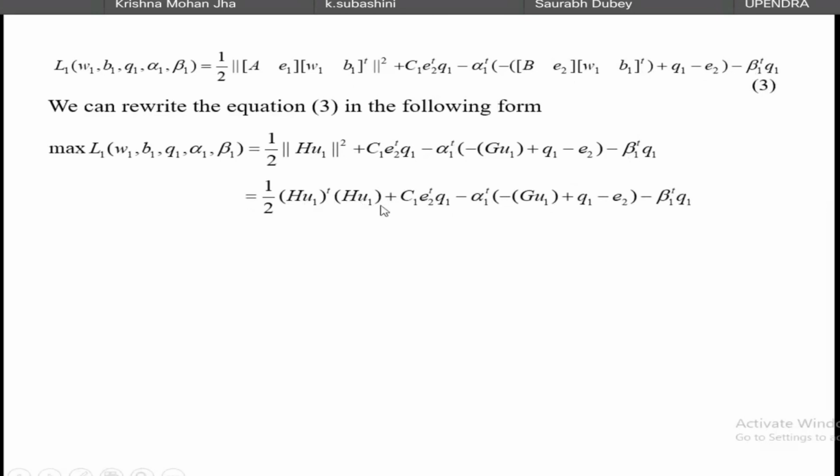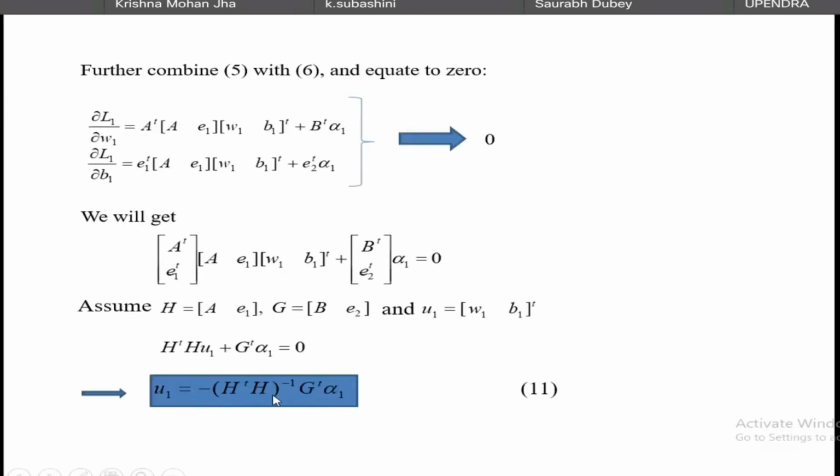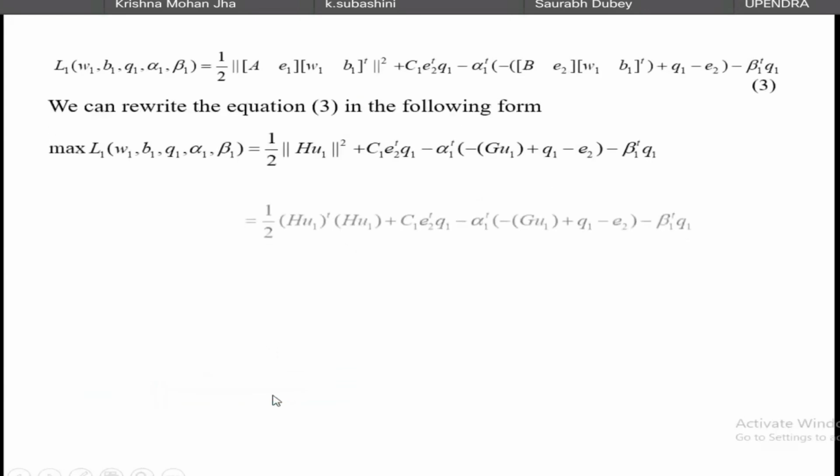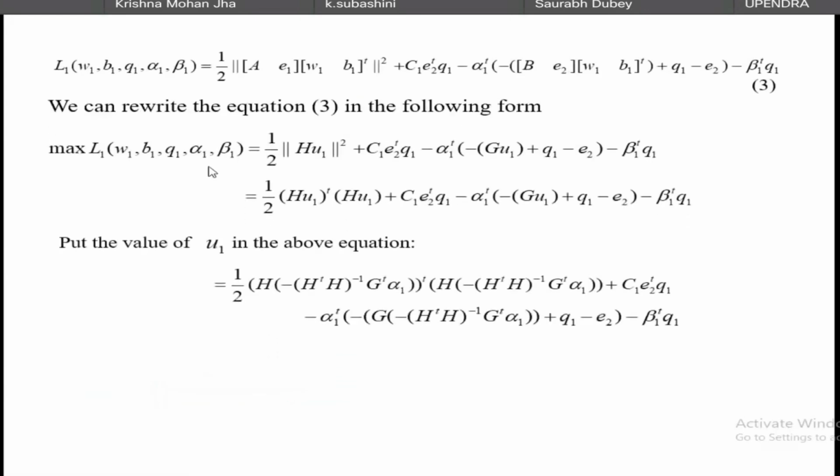HU1. Then further, you just put in the value of U1, the equation you have in the previous slide, U1 is equal to this one, you just keep it here. So when you put this U1 here, you will get this particular thing. So I just replace U1 here. This U1 I am replacing by this one.